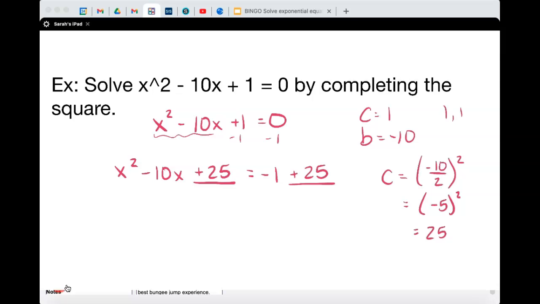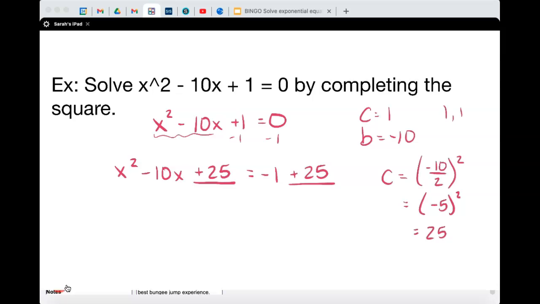Now I fill in the blanks on both sides because if I add a value on the right side, I have to add it to the left side, right? I can't just do one side because then my equation's unbalanced. Okay, so we're completing the square right now. On the left side, I can factor this perfect square trinomial that I just created.